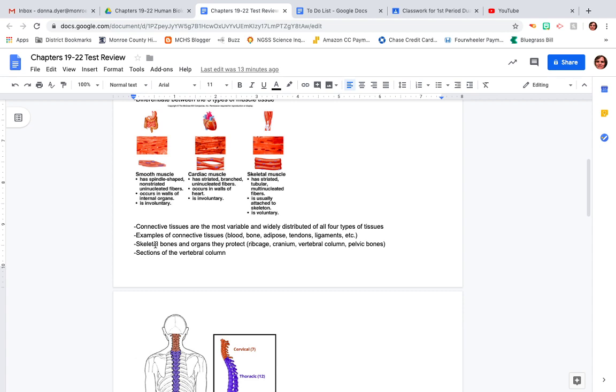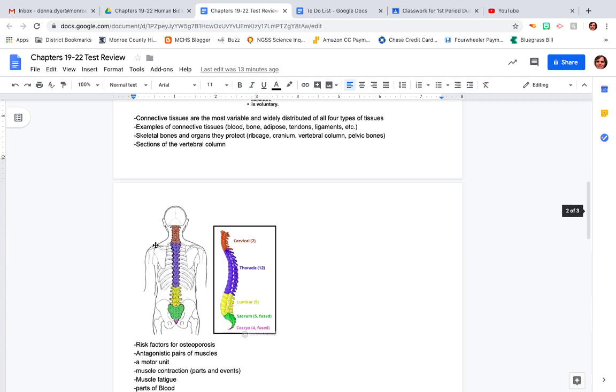The skeletal system, we need to be familiar with the bones and the organs they protect, because remember, that is one major function of our skeletal system, besides the fact that it holds us up, supports our body and helps us move. It also protects organs. Our cranium protects our brain. Our vertebral column protects our spinal cord. Our rib cage protects our heart and lungs. Our pelvic bones help to protect some of those internal abdominal organs.